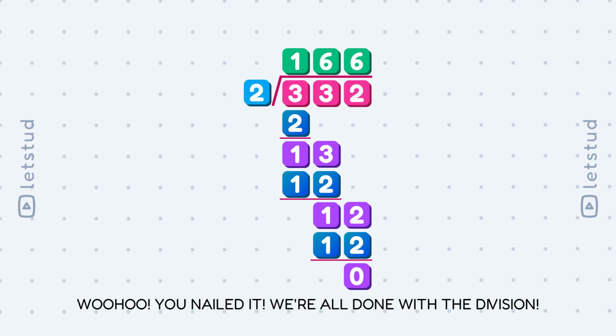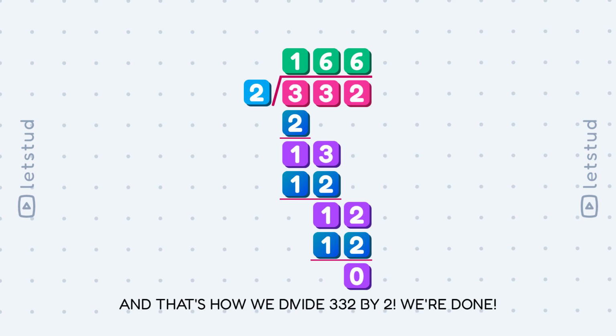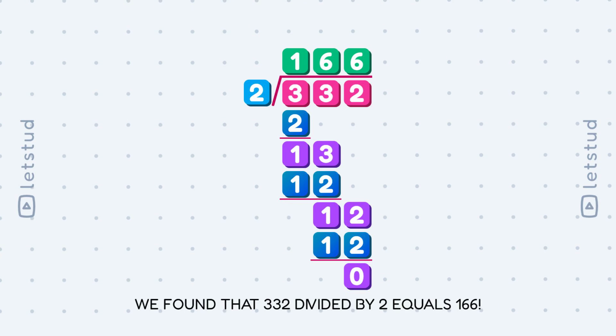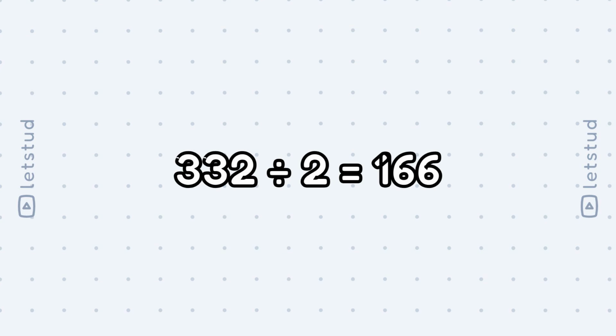We're all done with the division. And that's how we divide 332 by 2. We're done. We found that 332 divided by 2 equals 166. Great job, everyone. We successfully divided 332 by 2 step by step.